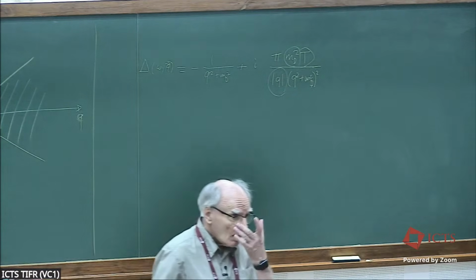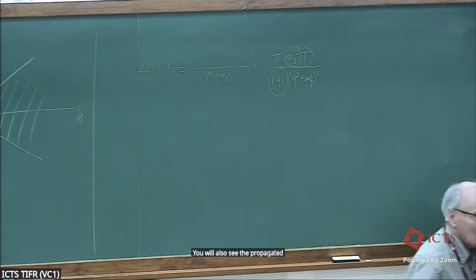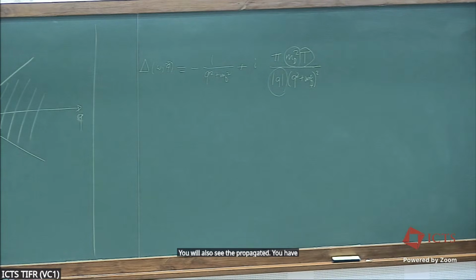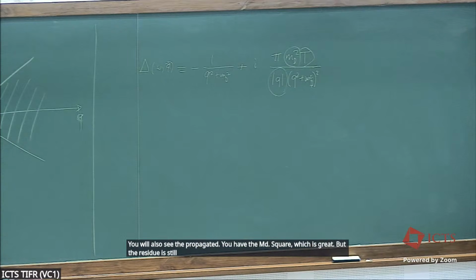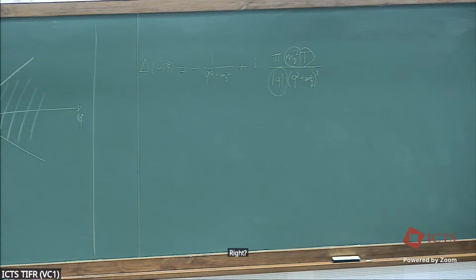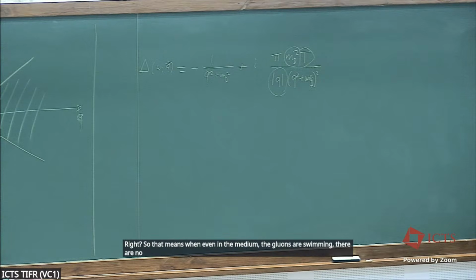Then, of course, in the propagator you have the pole at m_D squared, which is great, but the residue is still 1. Right? So that means even in the medium, where the gluons are swimming, there is no wave function renormalization.